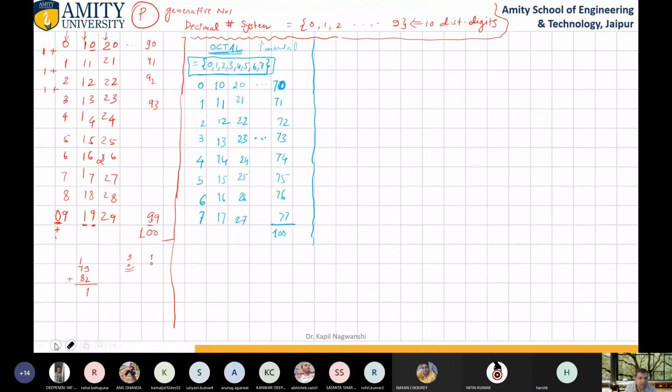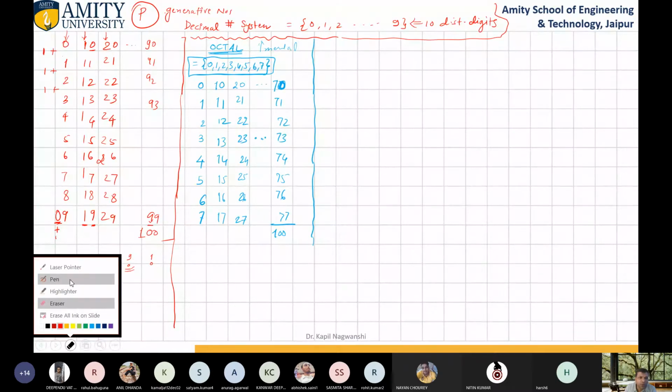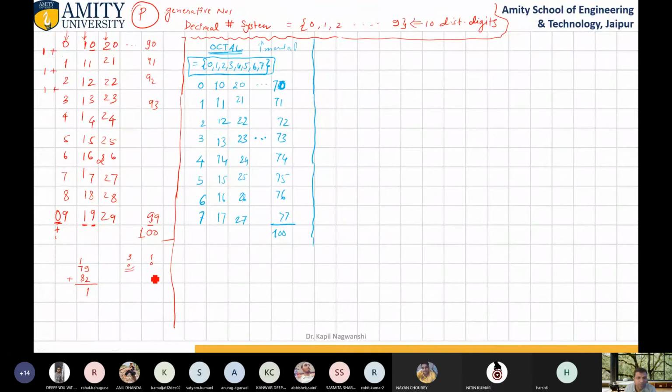Why I am showing this, it is very important. Okay, although it is a boring sort of thing, but I need to show you what this is. 1, 2, 3, 4, 5, 6, 7 followed by 8. 1, 2, 3, 4, 5, 6, 7, 8.